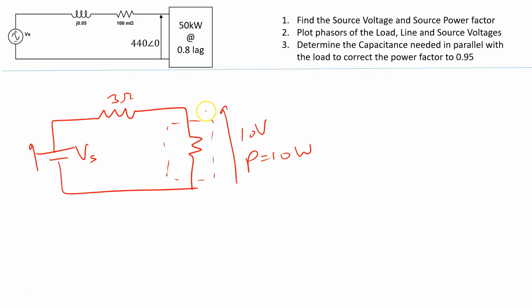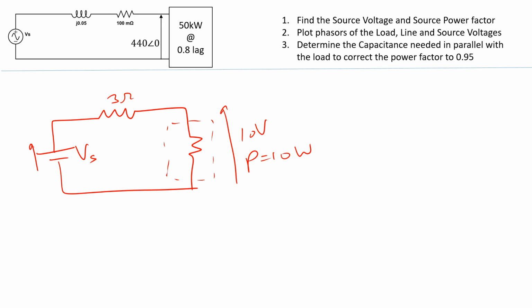So you can see it's the same type of information, except now I have just resistive components and DC voltages and currents. So I want to find the source voltage, and I'm not going to bother with the power factor because this is DC, so that doesn't apply. So I want to find the source voltage. So how do I do it?